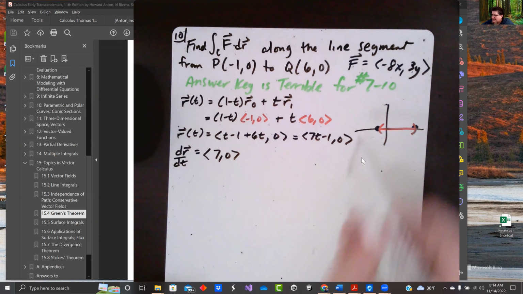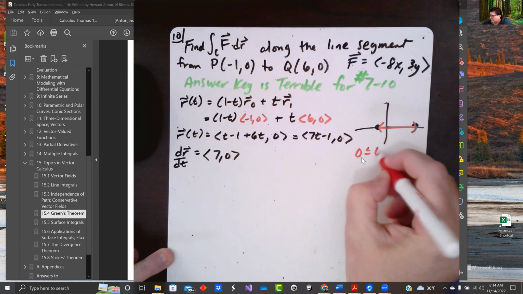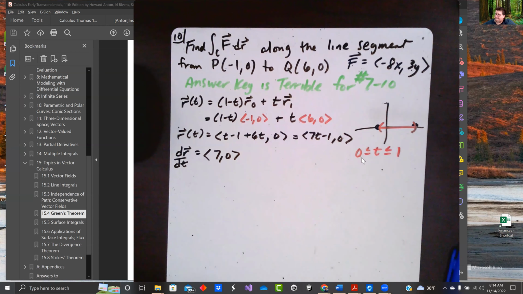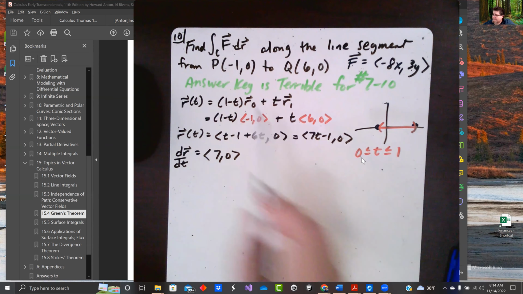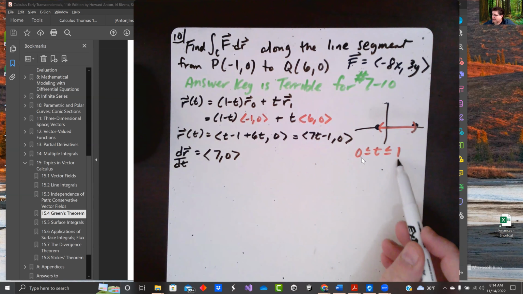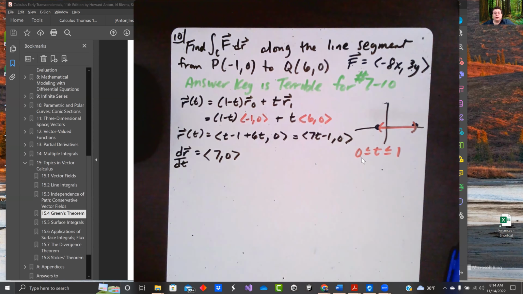When we set up line segments this way, t goes from 0 to 1. You can always verify it by plugging in 0 and plugging in 1 and seeing if you get back the initial points. If I plug in 0, I get (-1, 0). That was my P. If I plug in 1, I get 7 minus 1 is 6, so (6, 0). That was my Q.